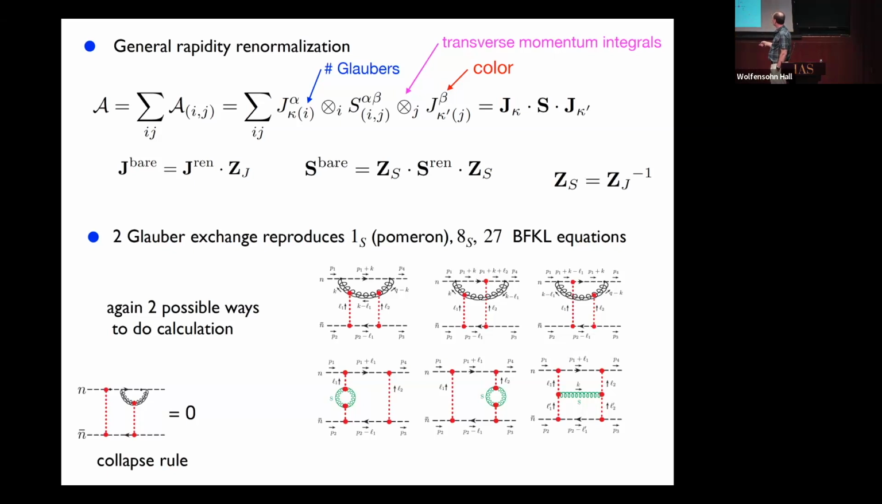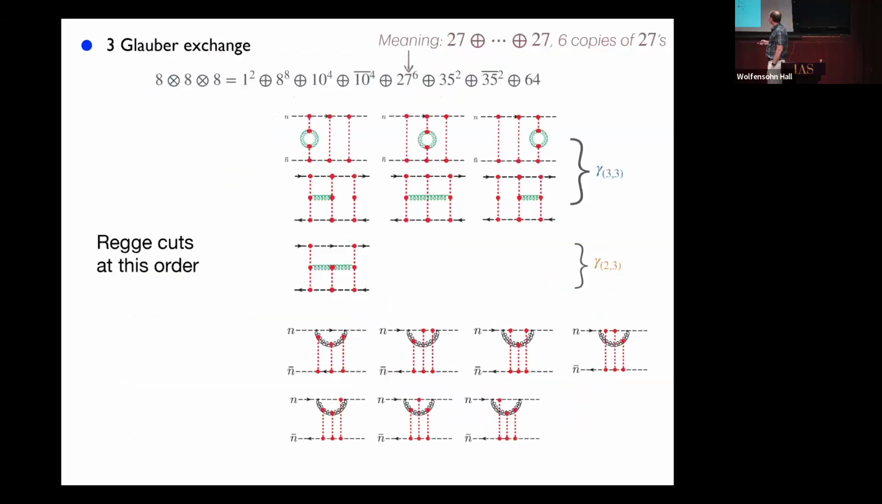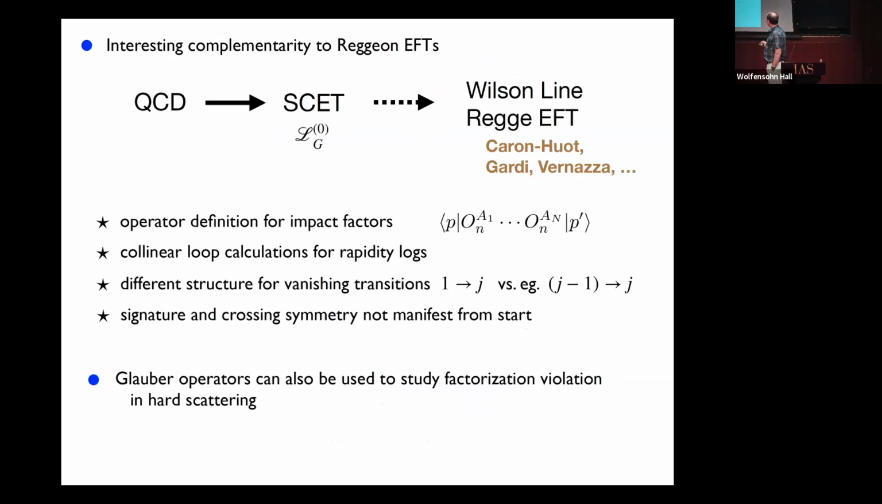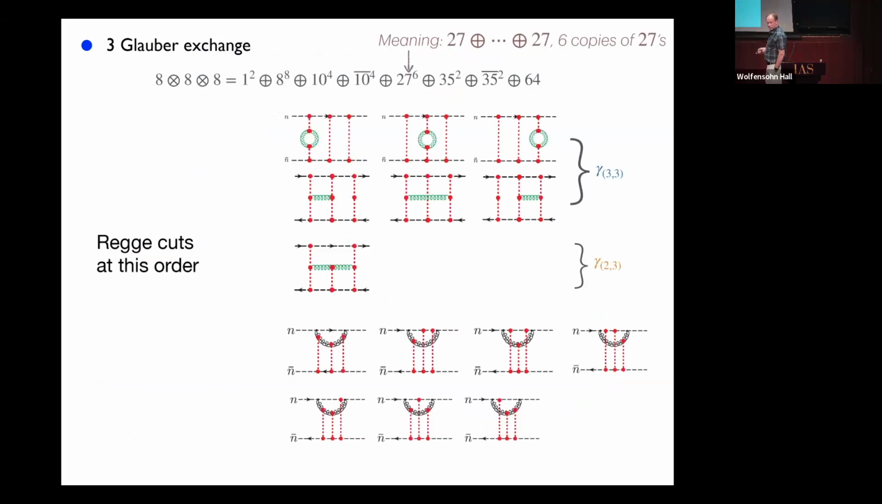So at two Glaubers, you can calculate the collinear graphs here, the soft graphs there. If you do those calculations, you reproduce standard BFKL type equations for the Pomeron, 8S, and the 27. At 3 Glauber exchanges, things get a little more complicated. You have a lot of color channels. Of course, not all of those color channels are accessible from 2-to-2 scattering, but if you do some more complicated process, you can access them. You could, again, do calculations from the soft side or the collinear side, and this type of thing is ongoing work that we're doing. So we've done the complete set of calculations here, but we're looking at these calculations at 3 loop order.